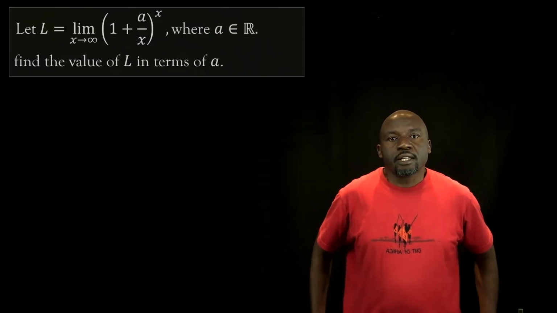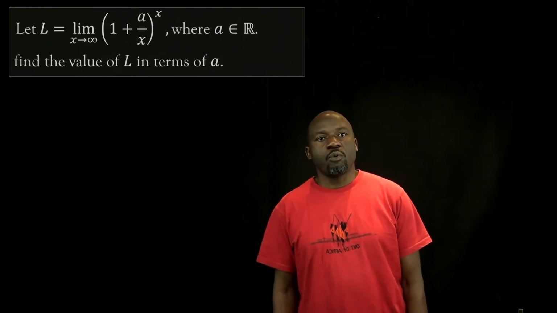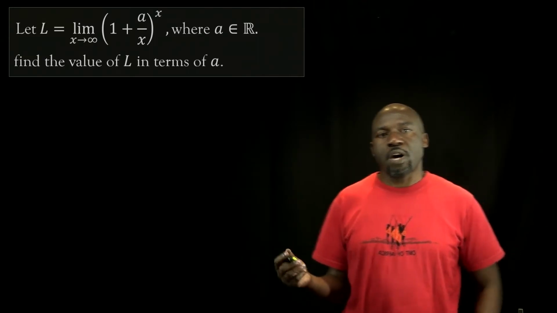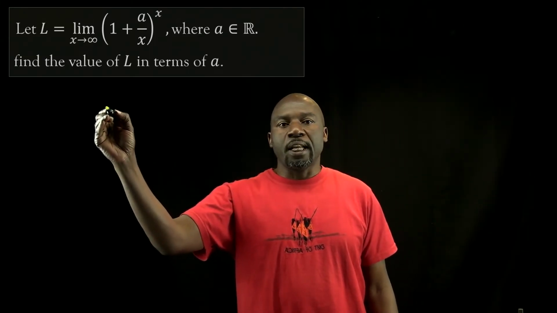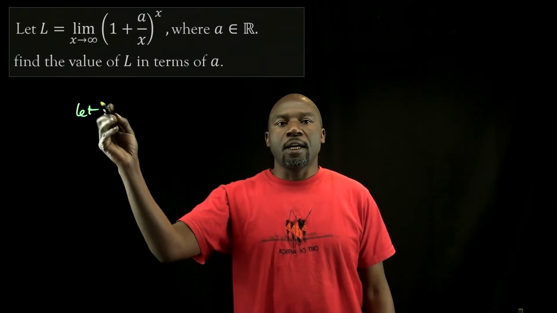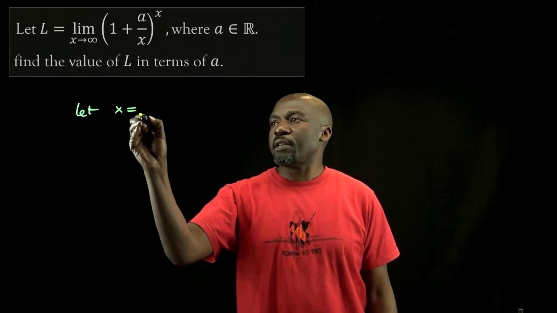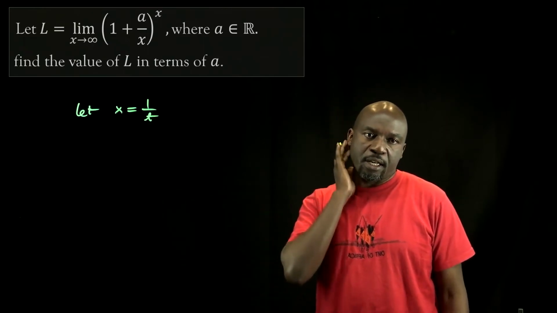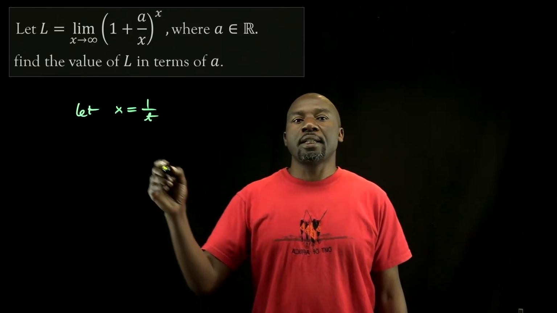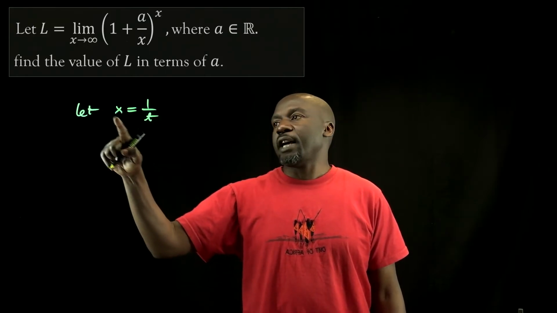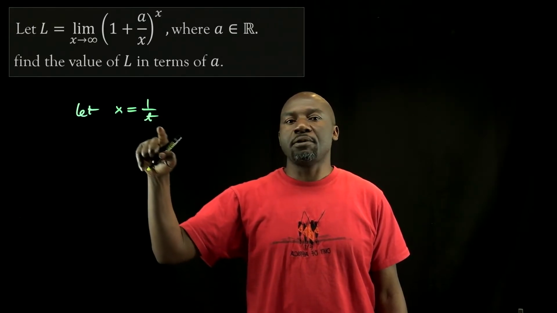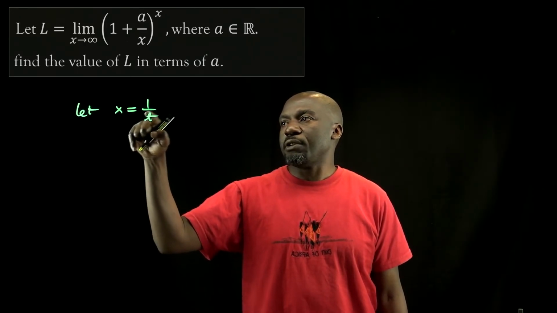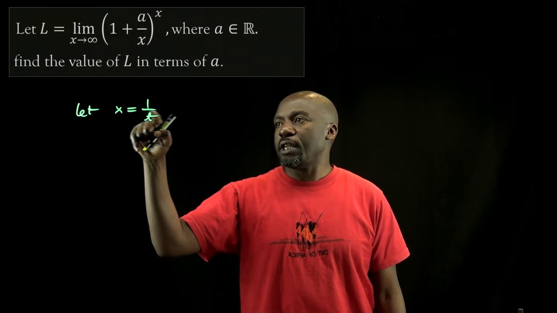And so for 6 marks, here's the question. We want to determine the value of L in terms of a. To do that, the first thing we have to say is we will let x be represented by 1 over, let's say, a different number, t, where t is a variable just like x. If x is to tend to infinity, t has to tend to 0.